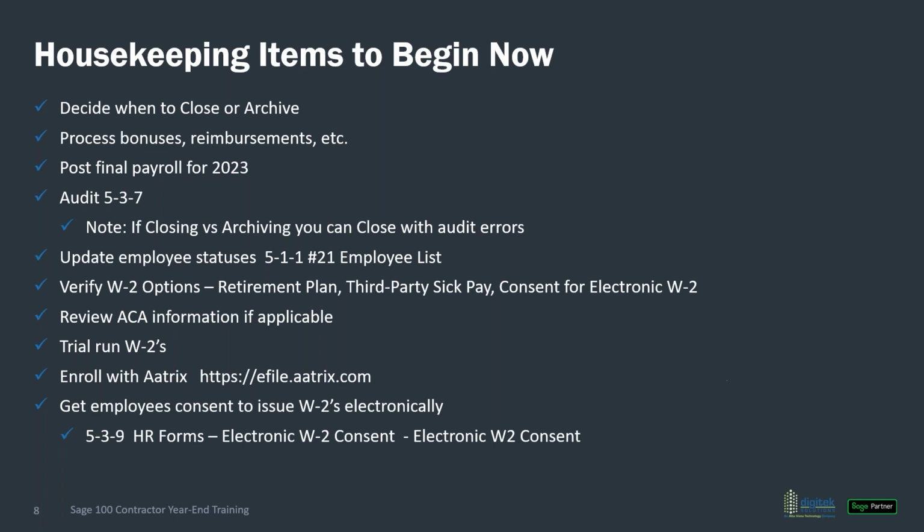You want to make sure that you've issued any bonuses, reimbursements, anything related to payroll. You want to make sure that you post your final payroll for 2023. You want to make sure you run an audit, and the audit is done in the 537 screen under payroll. That's a payroll audit. If you're not already doing this on a regular basis, I suggest that you do it, whether after each payroll run, monthly, or quarterly. I would suggest just getting in the habit of doing it, because it's a lot easier to fix payroll errors when they're caught right away than waiting till year end and then trying to correct those errors.